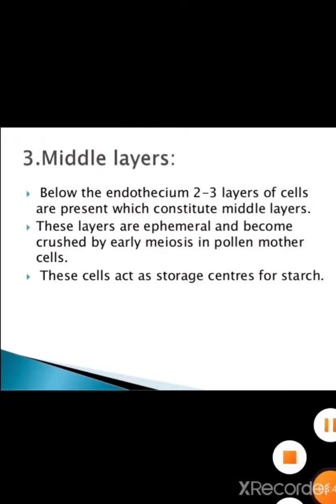Middle layers. Below the endothecium, two to three layers of cells are present, which constitute the middle layers. These layers are ephemeral in nature and become crushed by early meiosis in pollen mother cells. The cells act as a storage center for starch.